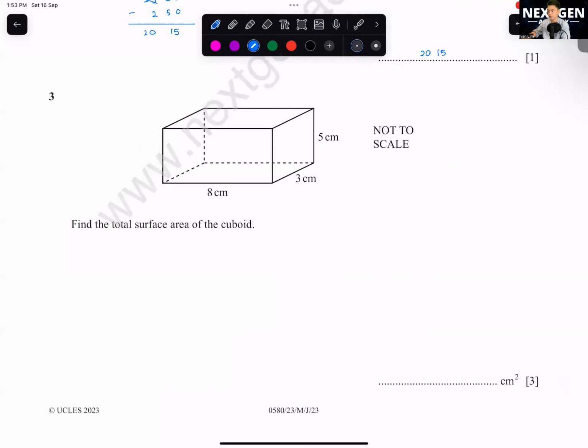Number three, total surface area. You count each side first. So 8 times 3, 3 times 5, plus 8 times 5. Each of them has two sides, so you just multiply it by 2. So you get 2 times 79, which is 158. Okay, next one.